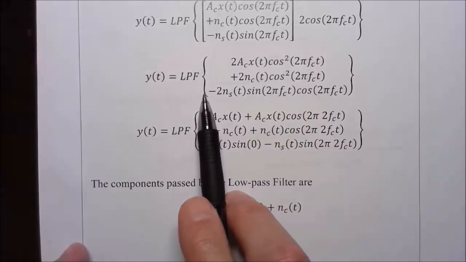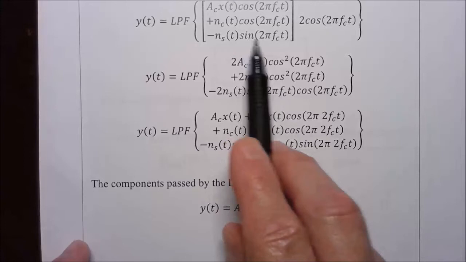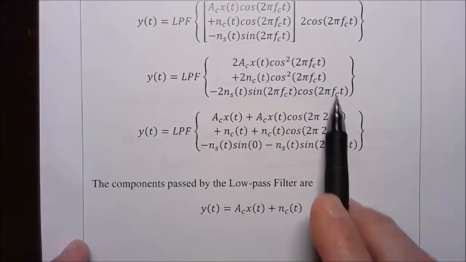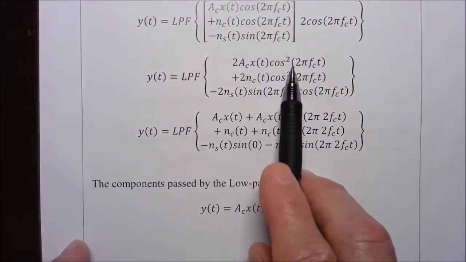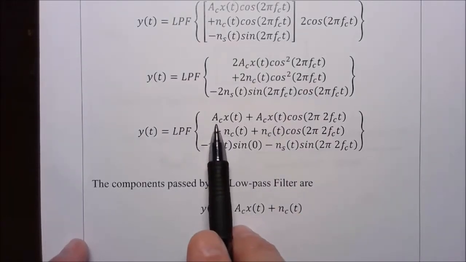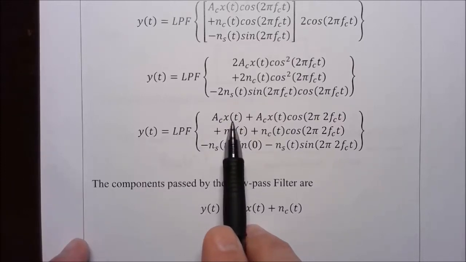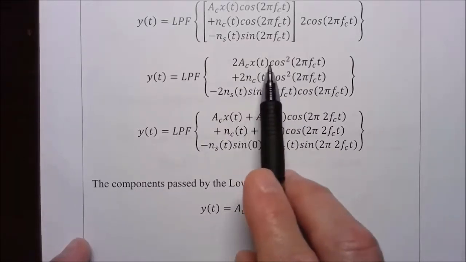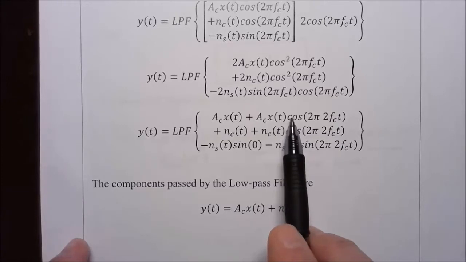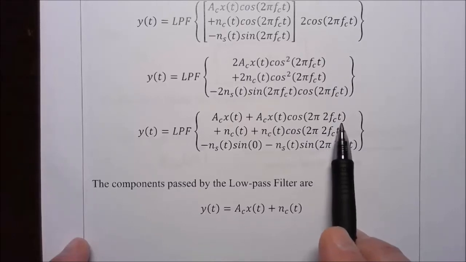So that's minus 2 n sub s of t sine 2 pi FCT times cosine. And now for the cosine squared, we have a 1/2 plus 1/2 cosine at twice the angle, so that gives us 1/2 cancels the 2, and we get AC x of t, and then 1/2 cosine at twice the angle, so that gives us AC x of t times cosine 2 pi times 2 FC times t.